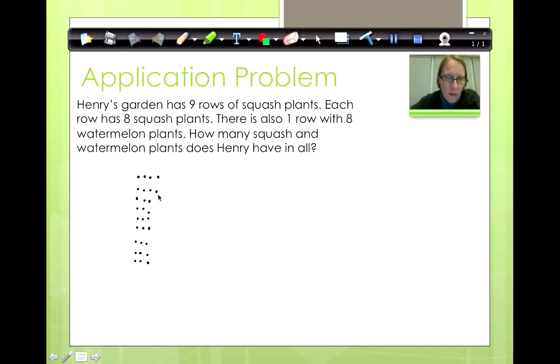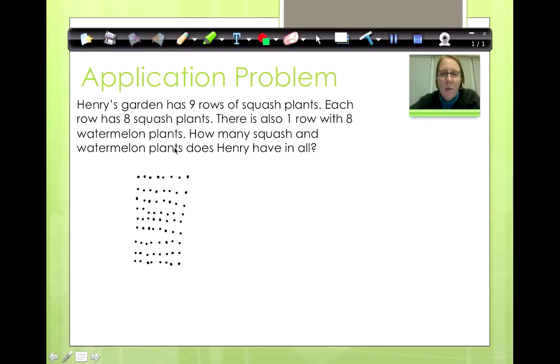This is 4. 5, 6, 7. 2, 3, 4, 5, 6, 7, 8. So 9 rows with 8 squash plants. Each one of these dots would be a squash plant in our garden.